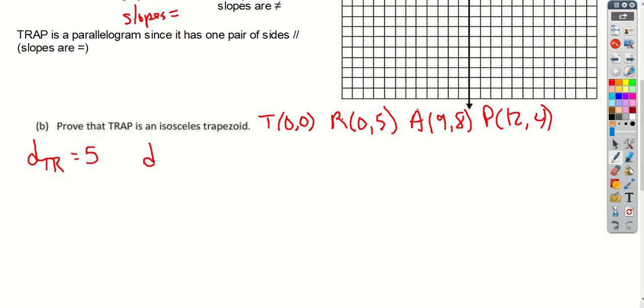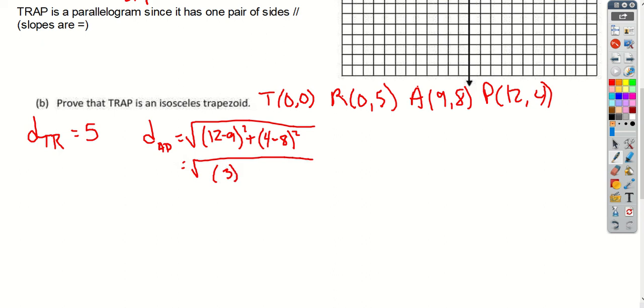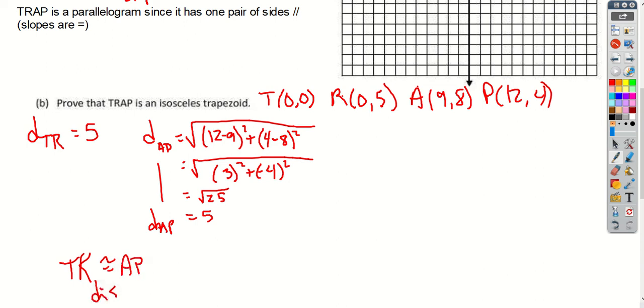We want to state it though. And then the distance of the other side we're looking for is AP. I'm going to go ahead and use the distance formula. So square root of x2, starting with P, is 12 minus x1, which is 9, squared, plus the y's 4 minus 8 squared. This turns into 3 squared plus negative 4 squared, which is the square root of 25, which turns into 5. So they are the same. So TR is congruent to AP. Distances are equal.